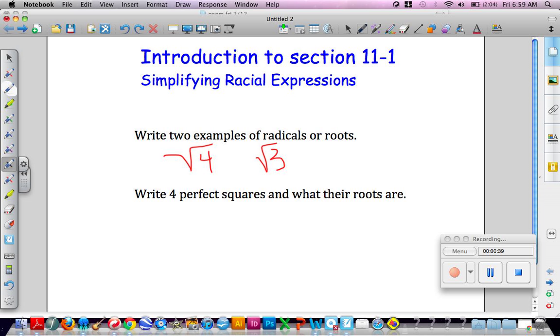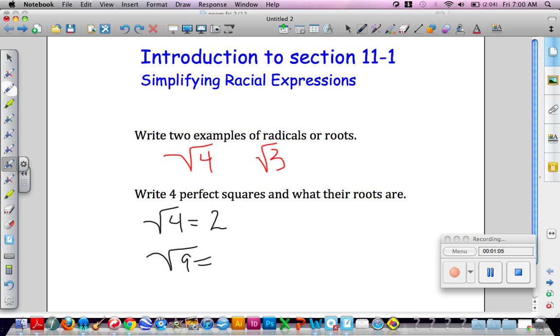Now, when you wrote square root of 4, you probably were thinking, well, the square root of 4 is 2. 4 is a perfect square. So below it says, write 4 perfect squares and what are their roots. So, square root of 4. 4 is a perfect square. When we simplify that, that's 2.